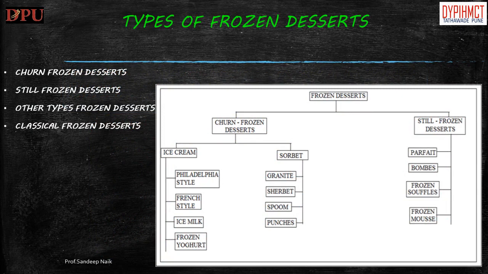Types of frozen desserts. Frozen desserts are classified into churn frozen dessert, still frozen dessert, other types of frozen dessert, and classical frozen dessert. This is the classification chart of frozen dessert. We will learn in details as we go ahead.